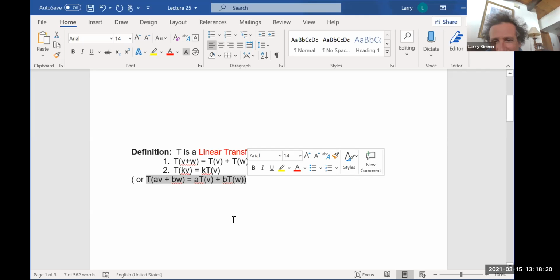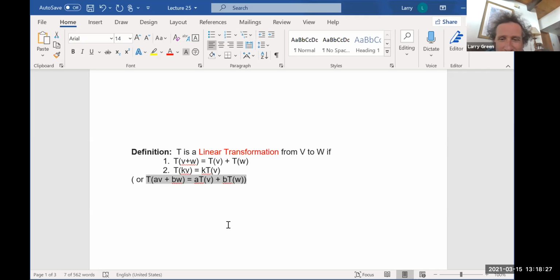All right, if no one's guessing it, let me tell you. Just let A and B be 1. Do you agree that just does it? So if A and B are 1, then you just have T of V plus W equals T of V plus T of W. And that's number 1. Because this holds for all A and B, this has to work. Okay, so now the question is, how do we go from this to number 2?